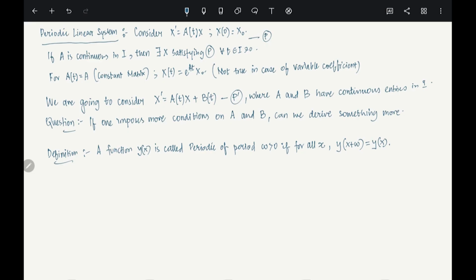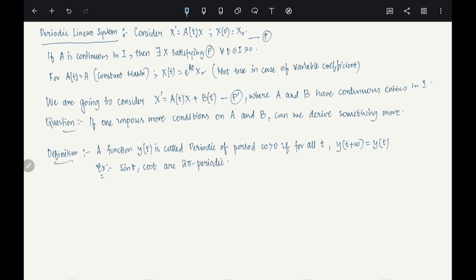As an example, you know that sines and cosines are periodic functions, and the period is 2 pi. I am writing x here, but don't get confused, I think it is better to change the definition a little bit and write it as y of t. Everything is the same. So sine of t or cosine of t are all 2 pi periodic. It means that sine of x plus 2 pi is nothing but sine of x.